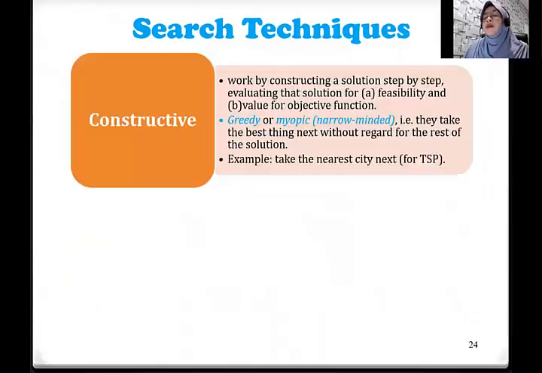So let's have a look at constructive heuristic. It works by constructing a solution step by step, evaluating that solution for feasibility and value of the objective function. It is usually greedy or myopic, that is narrow-minded, taking the best thing next without regard for the rest of the solution. For example, in the traveling salesman problem, take the nearest city next in constructing a tour.